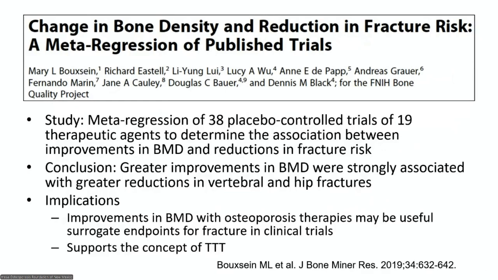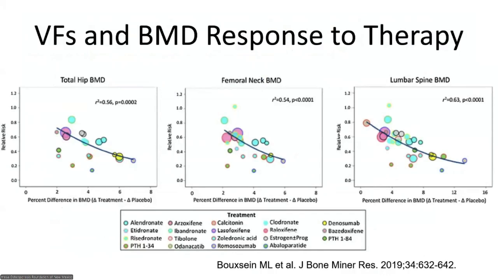So Mary Buxheim, Dennis Black, and colleagues published this in 2019. This was a meta-regression study showing that greater improvements in BMD were strongly associated with greater reductions in vertebral and hip fractures. The implications were that improvements in BMD with osteoporosis therapies might be useful as a surrogate endpoint in clinical trials, and this provided supporting evidence for the concept of treat to target.